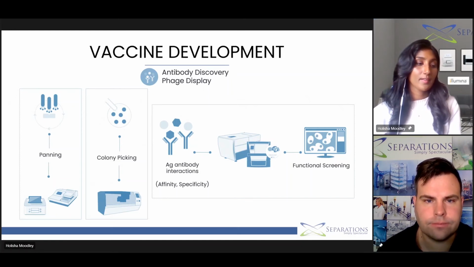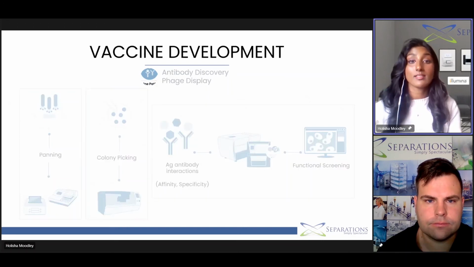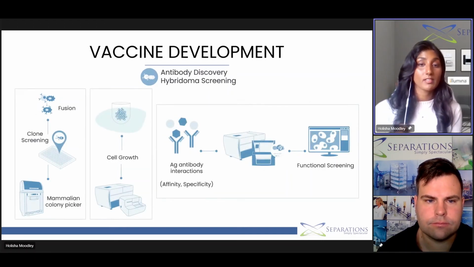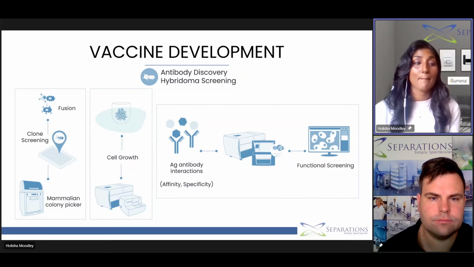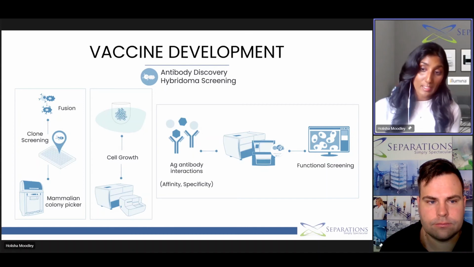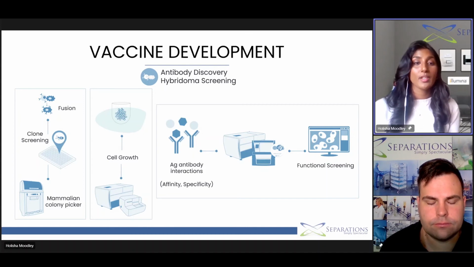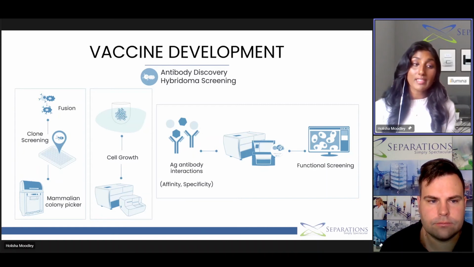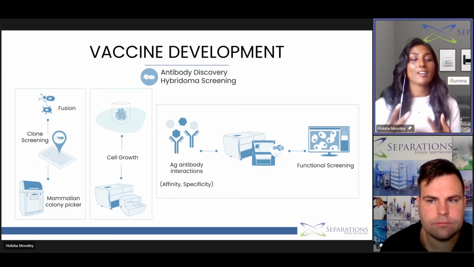Okay, awesome. Our second way of looking at antibody discovery is through hybridoma screening, a method for mass producing antibodies in a hybrid cell line. The first stage is that the hybrid cell line is generated from the fusion of antibody-producing B cells with an immortalized myeloma cell line, and that's what we call a hybridoma cell. The second stage is to identify and clone hybridoma cell lines which are producing high amounts of monoclonal antibodies.